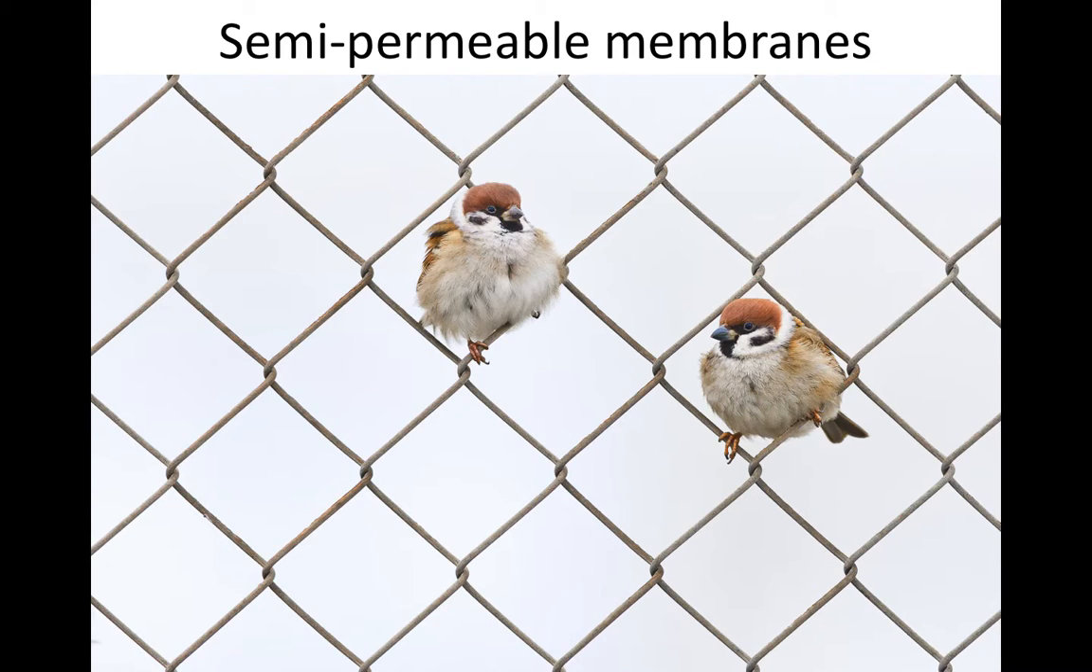So the barrier we're usually talking about in biology is the membrane of the cell, because we're going to be talking about whether things can get into a cell or whether they can leave the cell. So we're going to talk about the cell membrane. And that membrane is what we call a semi-permeable membrane. Membrane means a barrier of some kind. Permeable means things can get through it. Semi means only some things can get through it.